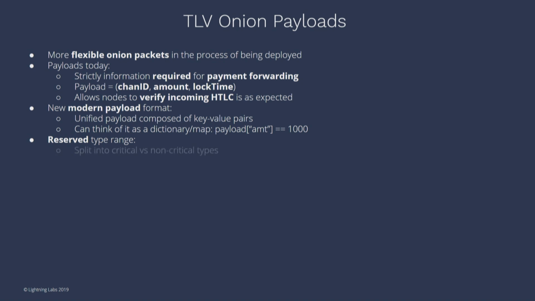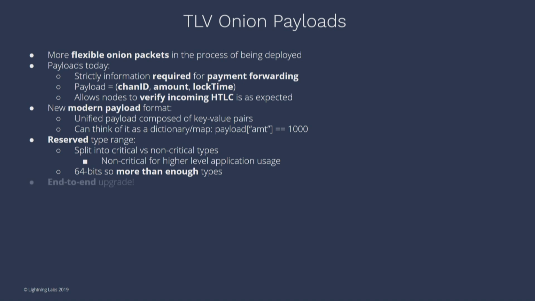And one of the cool things about it is that there's a reserved type range. Like we were saying, certain attributes are critical for routing, certain ones aren't, right? So one thing we're thinking of doing is reserving the type range into critical and non-critical types. Critical types are those actually required for routing. Non-critical means that you can use it for any other arbitrary application data, and that helps you out a good bit. We have 64 bits, so we have a lot of types, over 8 billion, so we're not going to run out of types at this point, and I don't think we're really worried about that.